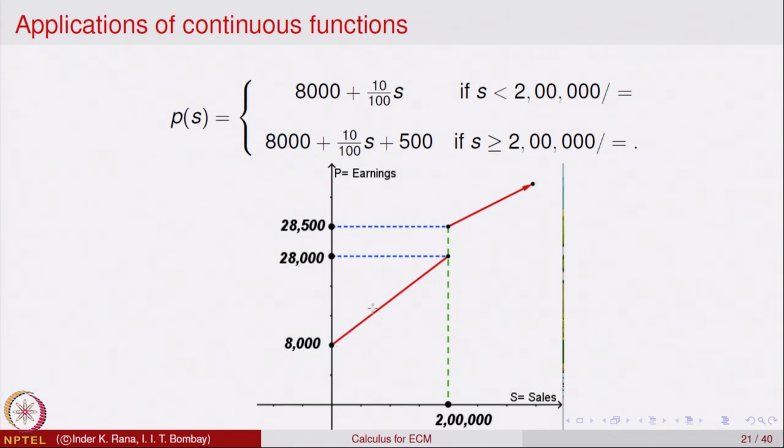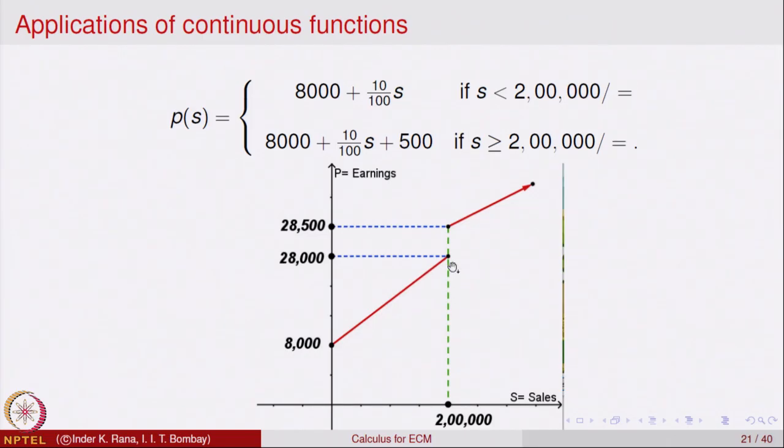And for sales up to 2 lakh, there is a 10% increase. So, it keeps on increasing his take home till he reaches 2 lakh. At that time his take home will be 28,000, right, 8,000 plus 10% of 2 lakh, that will be 28,000, right.